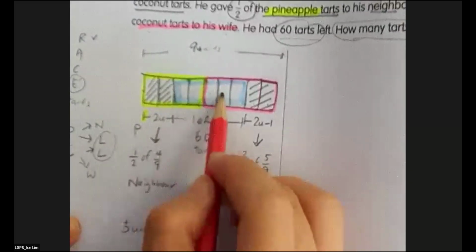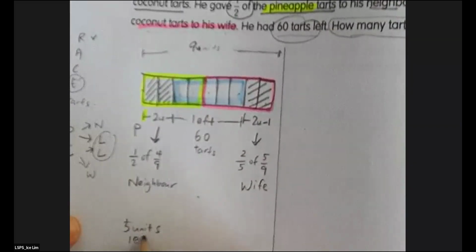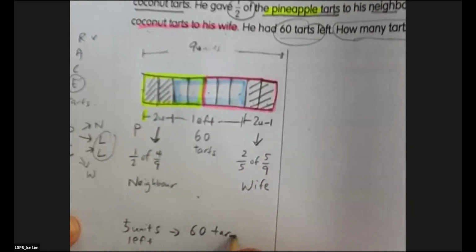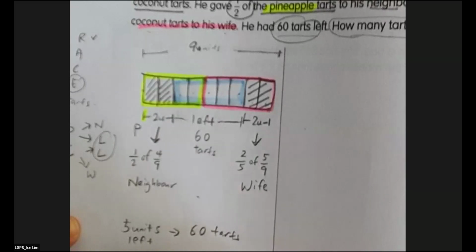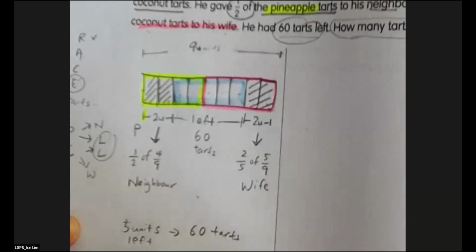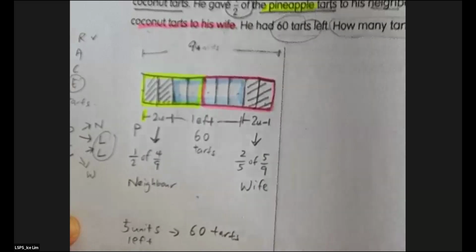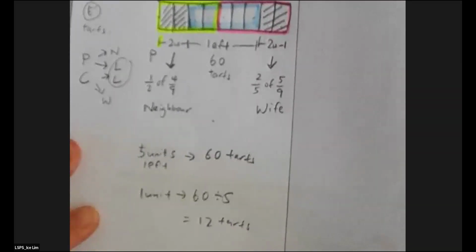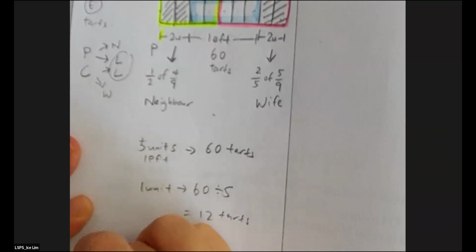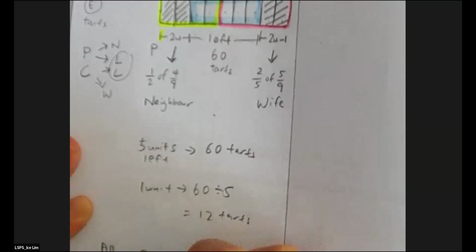1, 2, 3, 4, 5. 5 units left. That's 60 tarts. So 1 unit will be 60 divided by 5. That's 12 tarts. So altogether, it's supposed to be all tarts. That's 9 units. So the answer will be 12 times 9.